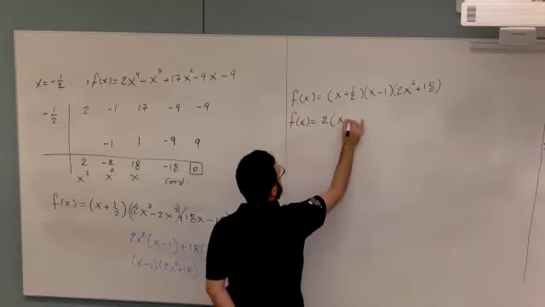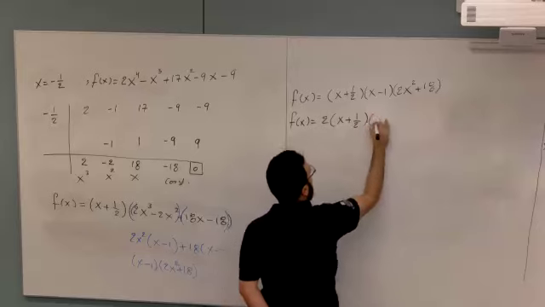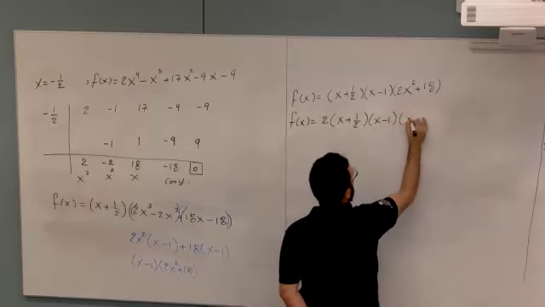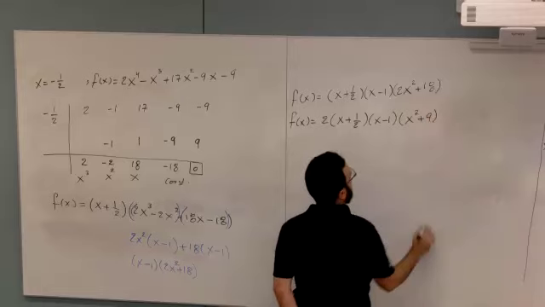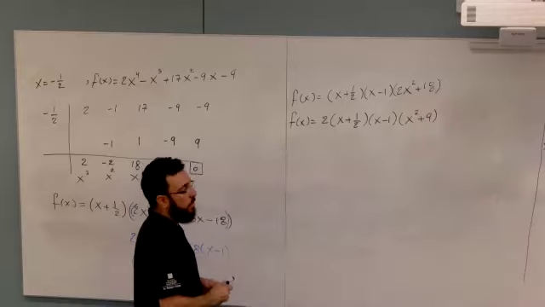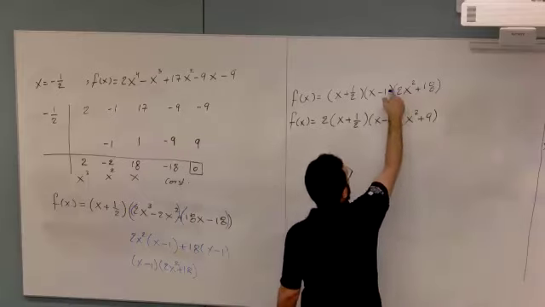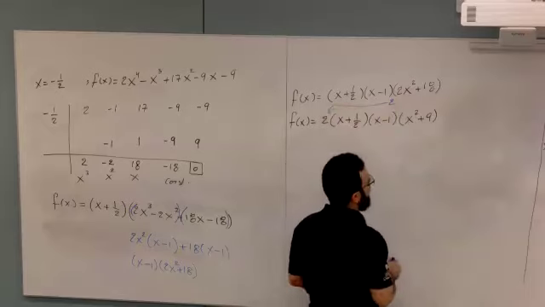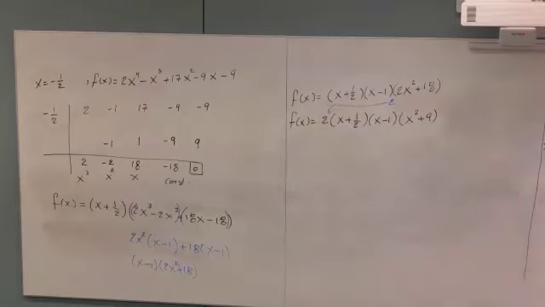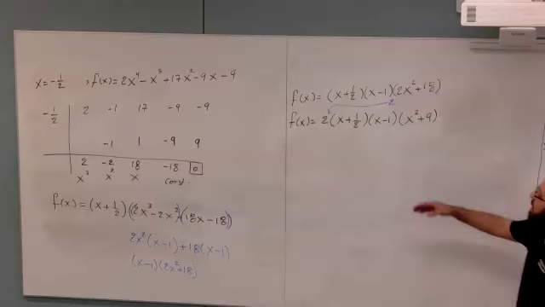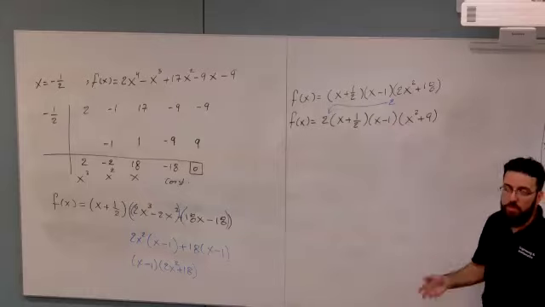2 times x plus half, x minus 1, and here x squared plus 9. The 2 I factored from here, I'm not going to write down in the parentheses. You have to move it out front. Is that okay? They ask you to find the remaining solutions, not the remaining zeros. These are the remaining zeros, right? How are we going to find the solutions?